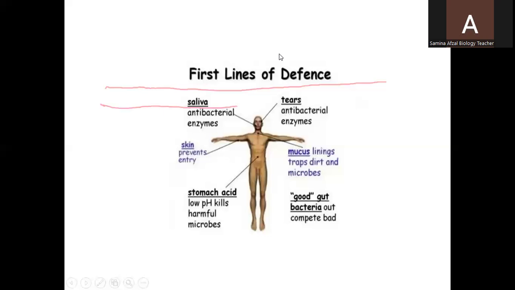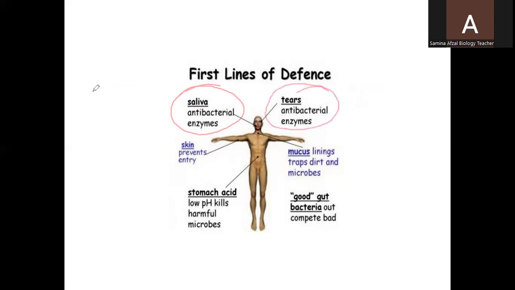There are some defensive systems in the body. The saliva: antibacterial enzymes are there in the saliva which help us prevent different types of infections. Tears: the same, antibacterial enzymes are there in the tears. Mucus linings also trap the dust, particles and microorganisms which can cause infection.